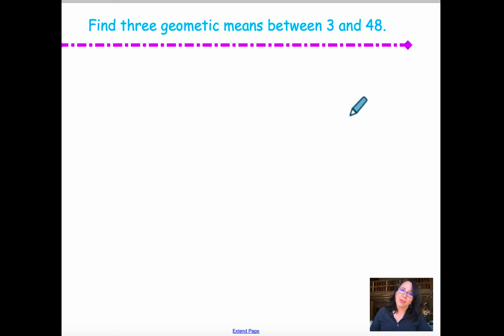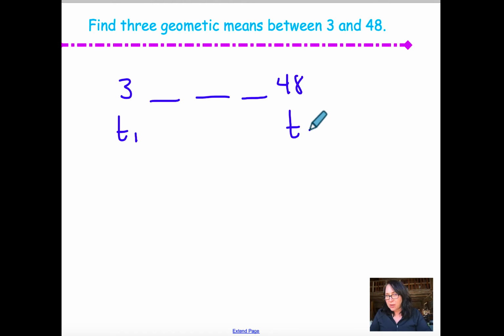So now we're going to do this with geometric means. And so we want to find 3 geometric means between 3 and 48. So again, here's 3, 1, 2, 3, and then here we are with 48. So again, this is my first term, second, third, fourth, fifth. So this right here is my 5th term. So what I'm going to do with this is I'm going to use my formula for geometric sequences because that's where the geometric means comes from.